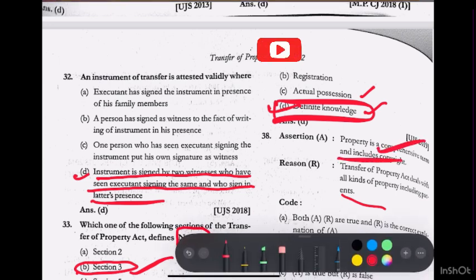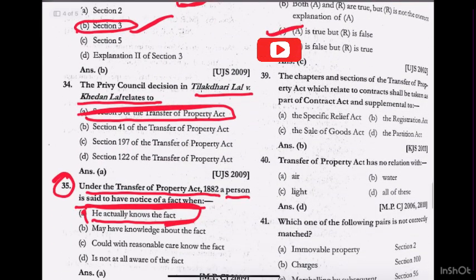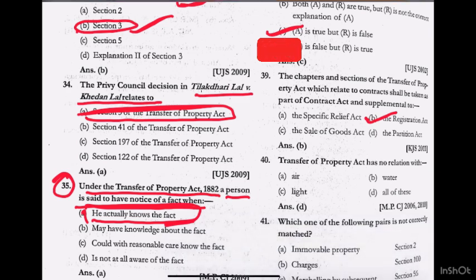The Transfer of Property Act deals with all kinds of property including patent. No, this is not the right answer. So A is right and R is false. So according to this, option C is right. Section 39: the chapters and sections of the Transfer of Property Act which relate to contracts shall be taken as part of the Contract Act and supplemental to the Registration Act. It is mentioned under section 4 of this Act.